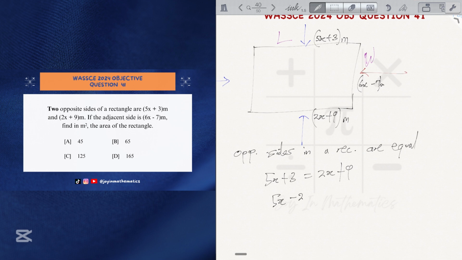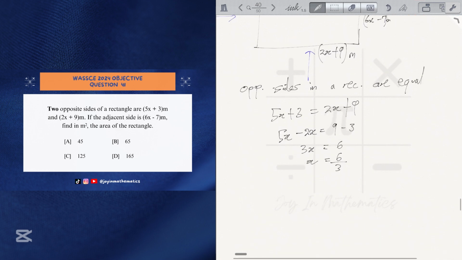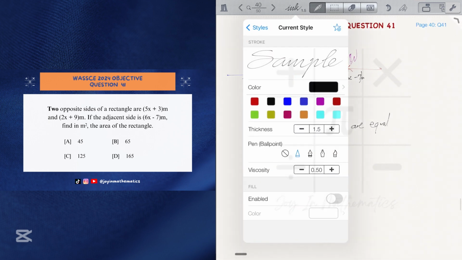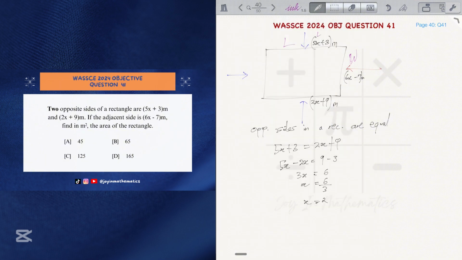So with this, we can collect like terms and bring the x terms together. We have 5x minus 2x is equal to 9 minus 3. So with this, we have 3x is equal to 6. x is equal to 6 over 3, and we'll have x equal to 2. So this will be our length, this will also be our length, and this will be our width.